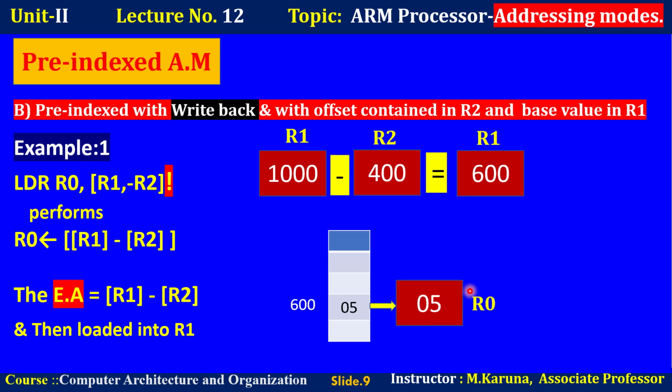So the R0 register has the data; the output data is 05. This instruction performs the subtraction between the R1 and R2 contents, and the two memory brackets are used. At that location, whatever data is present will be transferred to R0. This is known as the effective address, which is the difference between R1 and R2. Finally that effective address will be loaded into R1. Now R1 acts as a base address. Likewise, data can be accessed in the case of pre-indexed with write back.